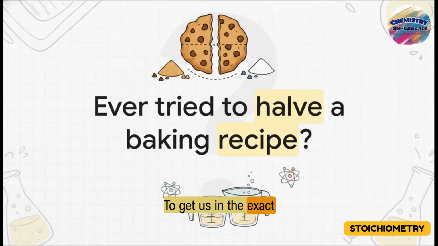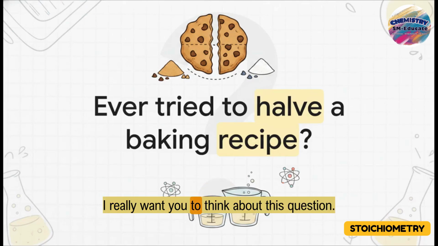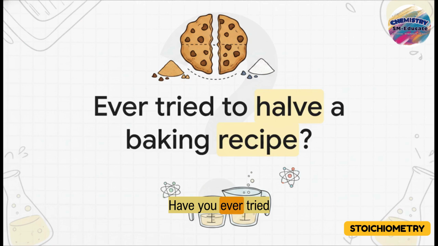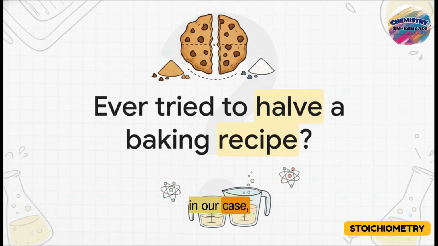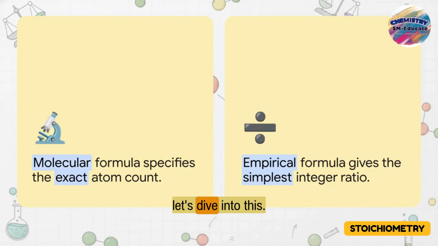To get us in the right mindset, I want you to think about this question. Have you ever tried to halve a baking recipe? Let's say you want cookies, but you don't want a massive batch. You need exactly half the sugar, half the flour, and half the chocolate chips so they still taste right. Well, stoichiometry is basically just that. It's understanding how to scale down our chemical ingredients, which in our case are atoms. Okay, let's dive into this.